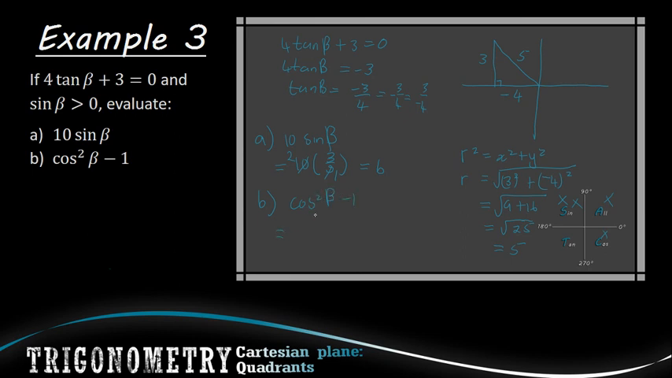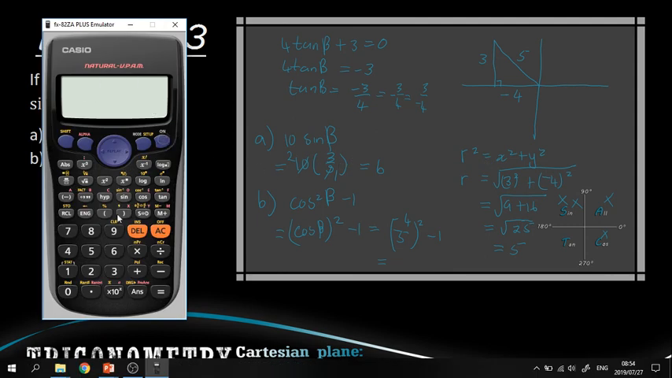And then for b, we've got cos squared beta minus 1. So replacing cos beta, or we can rewrite it first if we want to: cos beta, that's all squared. This is just what this notation says. Minus 1 is equal to, now instead of cos beta, we've got adjacent over hypotenuse, so that's -4 over 5 squared minus 1. I'm just going to put that into the calculator. We have our fraction, -4 over 5 squared, minus 1. So that's equal to negative 9 over 25.